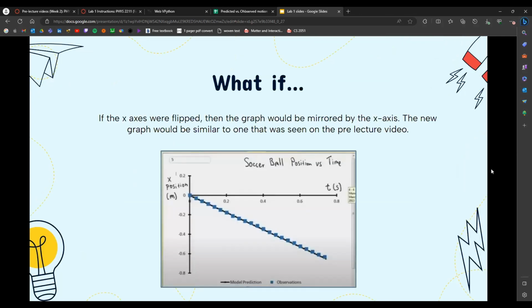Discussion of the what if question. If the axes were flipped, my graph would then look very similar to what was seen in the pre-lecture videos. In the Tracker software, I set my axes on the very far left, which meant when the can moved from the left side to the right side of the screen, it would have moved in the positive X direction. If I instead set the axes to the right side to move in the negative X direction, then my graph would have a downward slope.